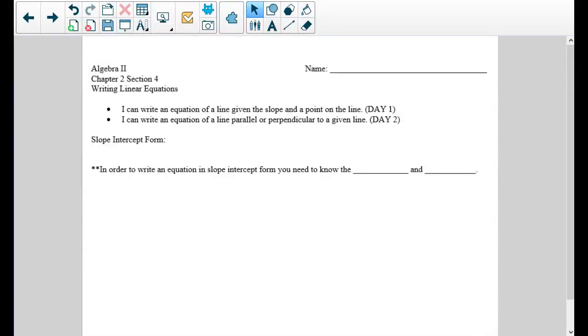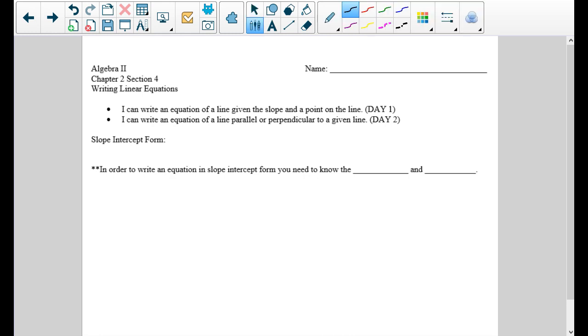Chapter 2, Section 4, Writing Linear Equations. So we have 2 different days of notes. The first day we're going to write the equation of a line given the slope and a point on the line. And then the next set of notes will be dealing with parallel and perpendicular lines. So hopefully this is review.